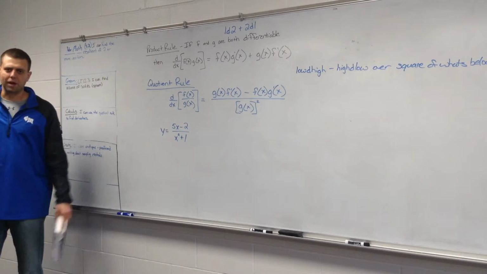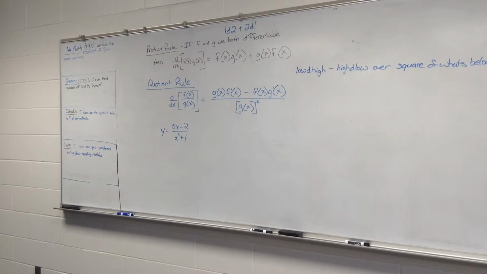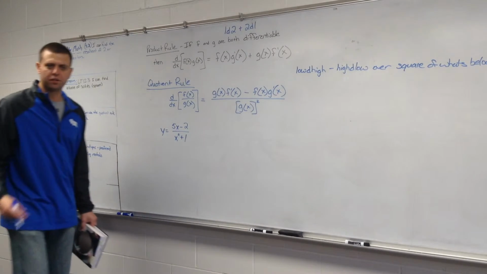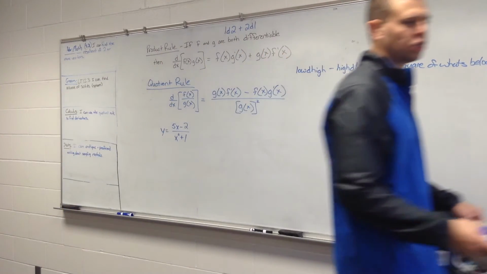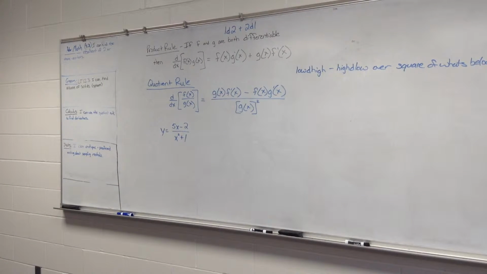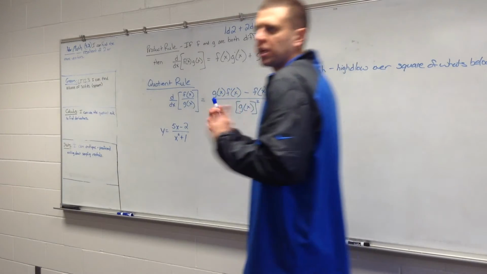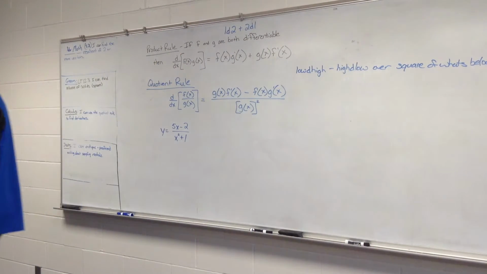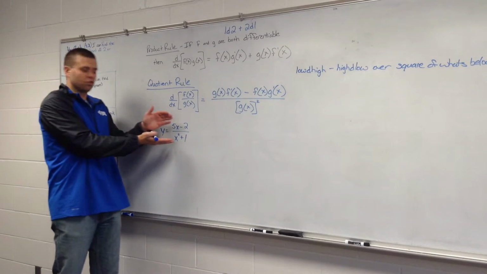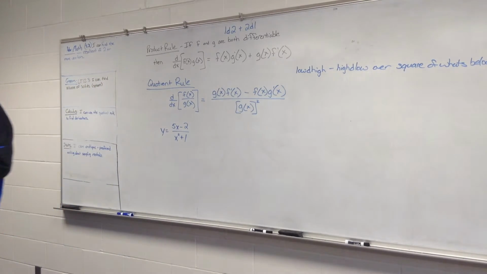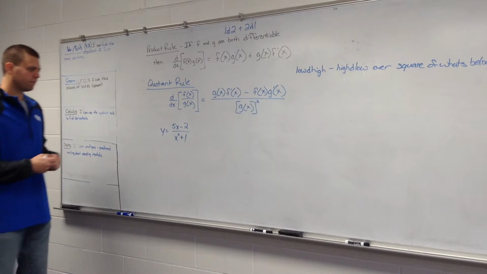So, let's say we have the function y equals 5x minus 2 over x squared plus 1. Here, this would be an example of one that you really couldn't simplify and try and do it just using a power rule like we've done before. Okay, this one, you're stuck with that rational function. There's no real way to simplify that. So this one you would have to use the quotient rule if you want to do the derivative.